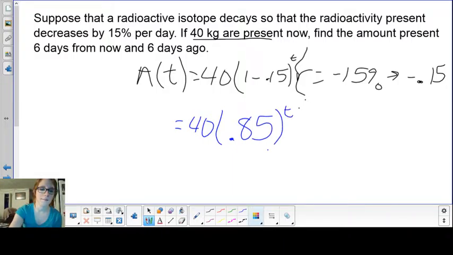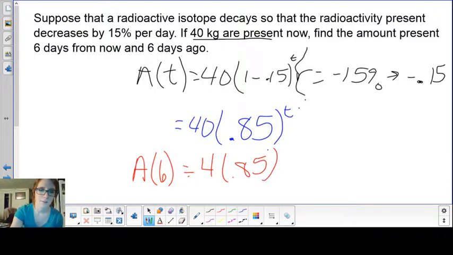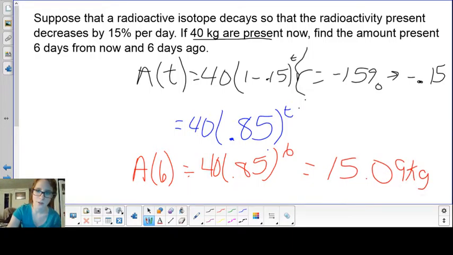So let's go ahead and find 6 days from now. So that means that my A is going to be A of 6. 40 times 0.85 to the 6. So 40 parenthesis 0.85 close parenthesis caret button 6. So in 6 days there's about 15.09 kilograms of my isotope.